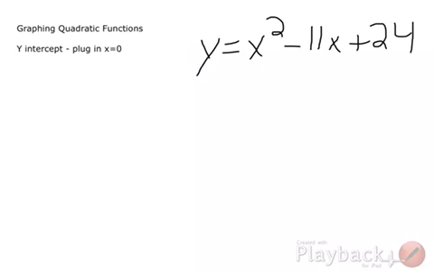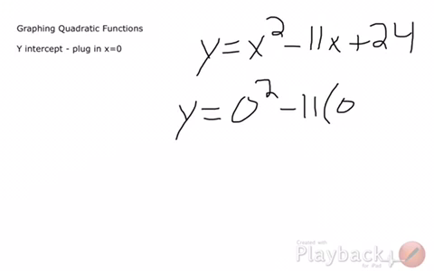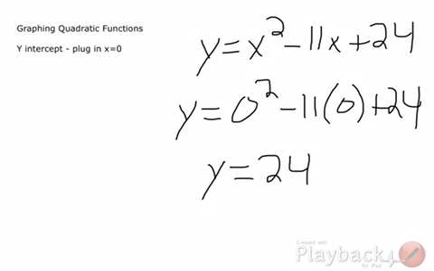And finally, the last characteristic of a quadratic function is the y-intercept. Just like when we were dealing with lines, to find the y-intercept, we plug in x equals 0. So this one's a little bit easier. 0 squared minus 11 times 0 plus 24. You do the math, and the y-intercept is equal to 24. So now you know where the quadratic equation crosses the y-axis, and that's at 24 in this situation.